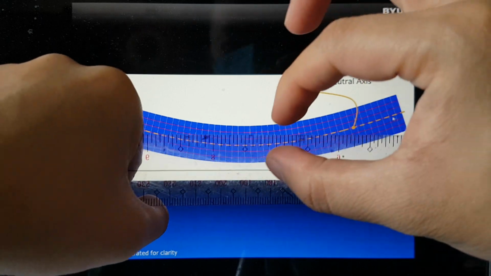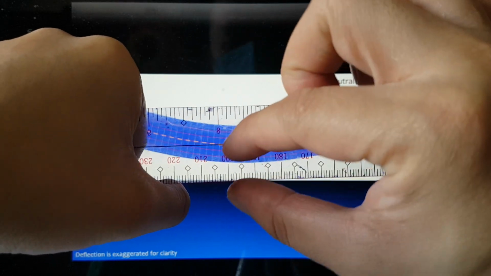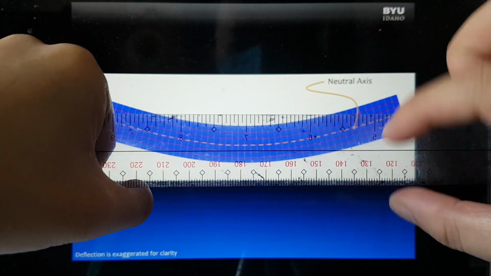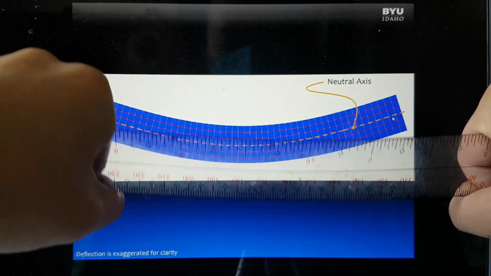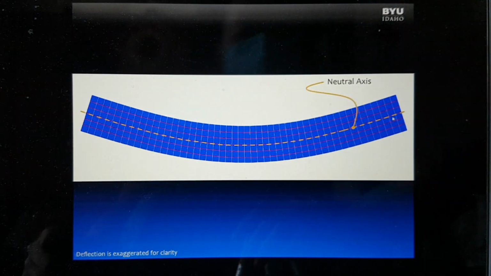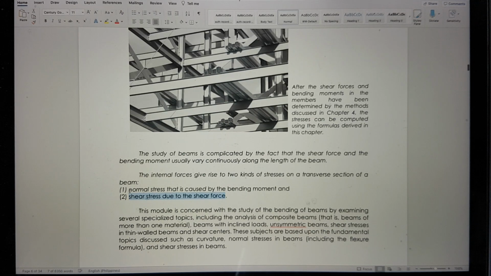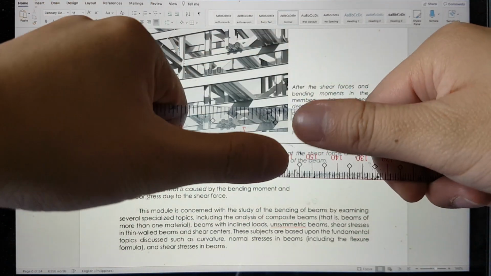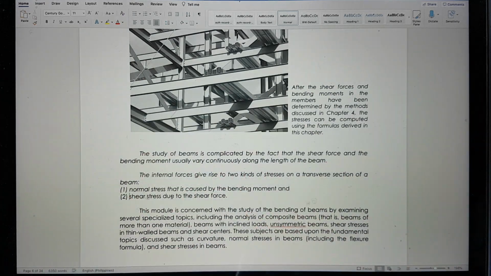We have the normal force at the top as compression, and the normal force at the bottom as tension, and that is what is causing the bending moment. And that is what we are interested in solving in this chapter. That would be your normal stress, which is caused by the bending moment. And number two, we are interested in solving the shear stress due to the shear force. The beam shears off. And that is shear stress.